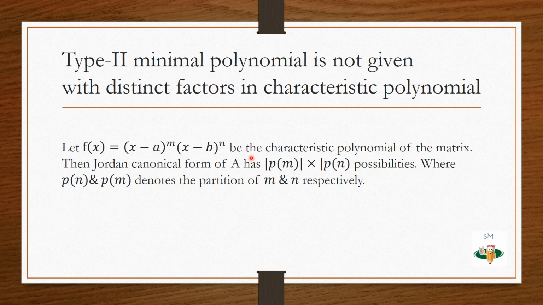Suppose f of x is the characteristic polynomial of the matrix, then the Jordan canonical form of A has cardinality of P of m into cardinality of P of n possibilities. Here P of n and P of m denote the partitions of n and m respectively. Already you know how to find the partition of a number. Let us see some examples, and you will get the idea.